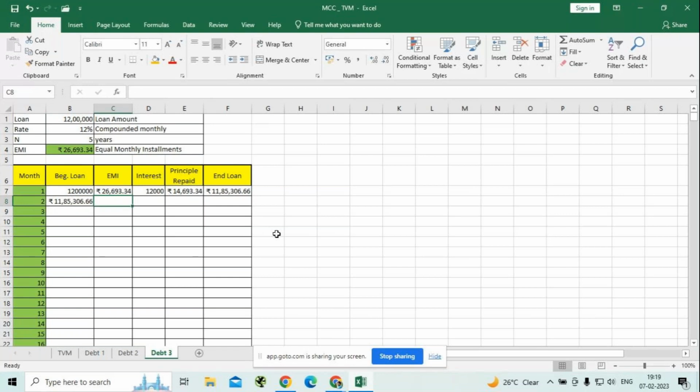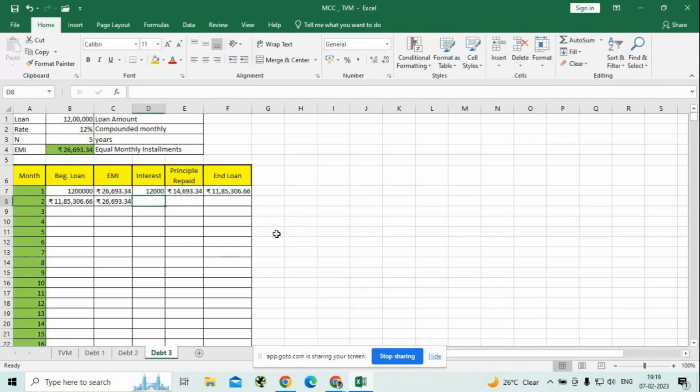Then the EMI would be the same as the first month. So we can either drag it, or the other simpler way, if I want the same thing to be repeated over here, I can use equals to and select this cell and press enter. So it takes the same value. If I drag it, it will take this value as a year and this value is here, so the same value will get repeated.